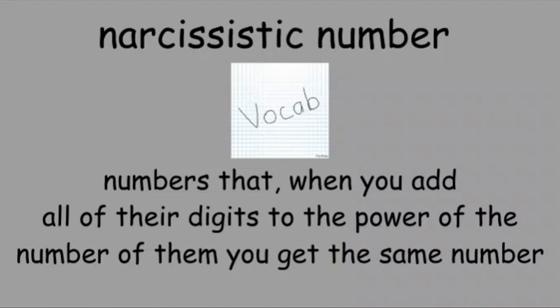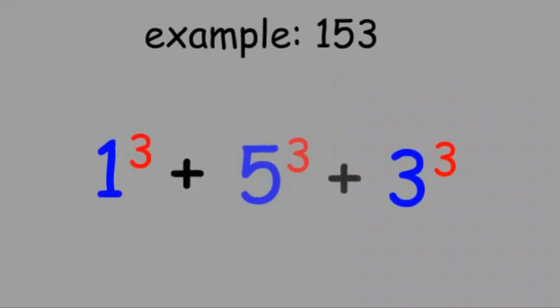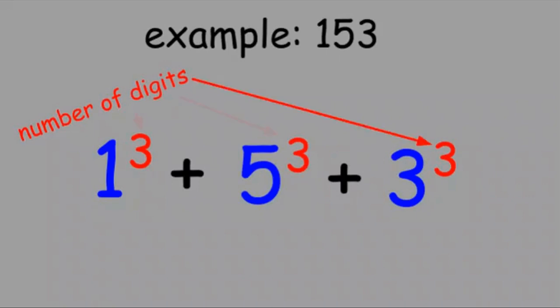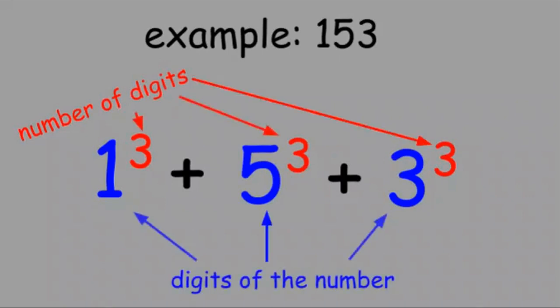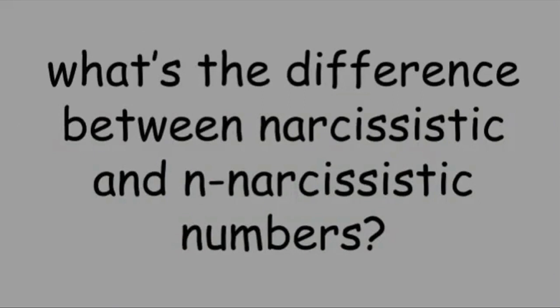153 is the first narcissistic number with more than one digit. It has 3 digits, so doing 1 to the power of 3 plus 5 to the power of 3 plus 3 to the power of 3 gives the answer of 153. The main difference here was that the digits are the power and that there was an independent number as the base. The independent number is the n in n-narcissistic numbers, a term that I just coined.